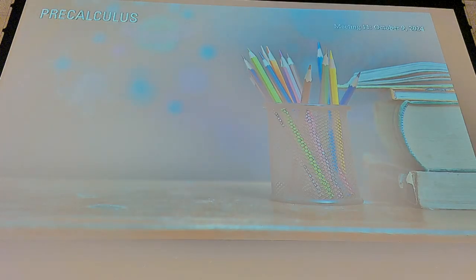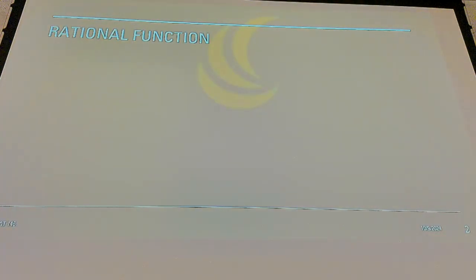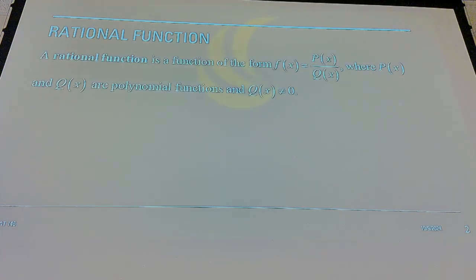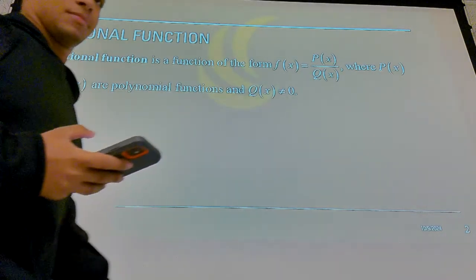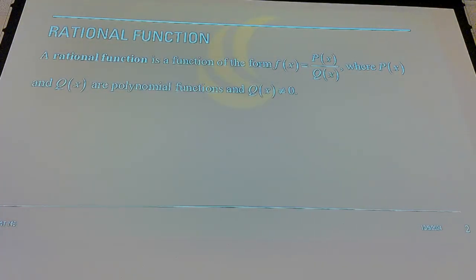We start by looking at rational functions. So the definition of a rational function is a function of the form p of x over q of x, where both p and q are polynomials, and q is not the zero polynomial. So rational functions are exclusively a polynomial over a polynomial.